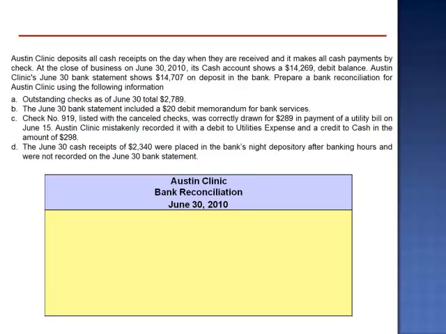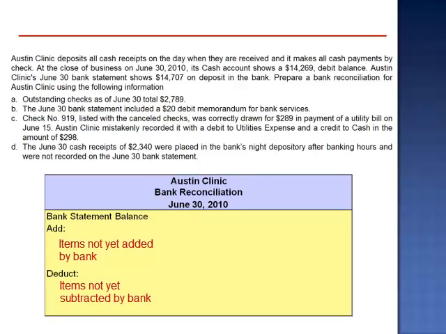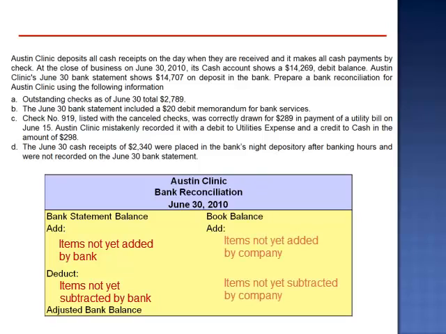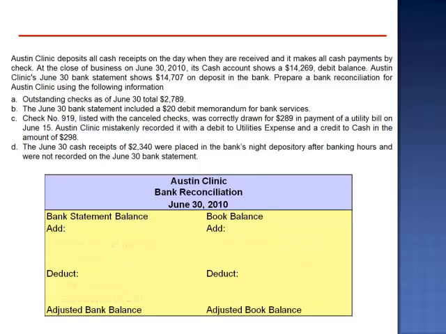The format for a bank reconciliation starts with a bank statement balance, to which we will add and subtract items that have not yet appeared on the bank statement balance. This gives us the adjusted bank balance. Similarly, we start with the book balance. We add and subtract items that have not yet been recorded on the company's books to give us the adjusted book balance. So now let's prepare the bank reconciliation using the information in the order presented in the problem.